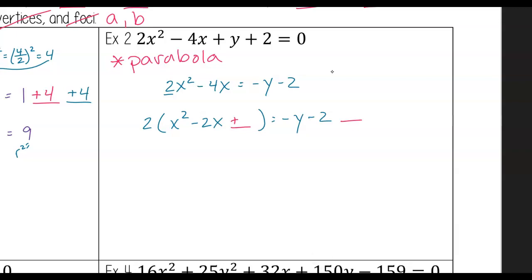Yes, a 1. Because we take our b, we divide it by 2, and we square it. b is -2. -2 divided by 2 is -1. -1 squared is 1. Now, is that actually the value I added in? Right, Peyton, yes. I didn't actually add in just a 1. That 1 right here is actually being multiplied by this 2. So on the right-hand side, we're adding 2 times 1.